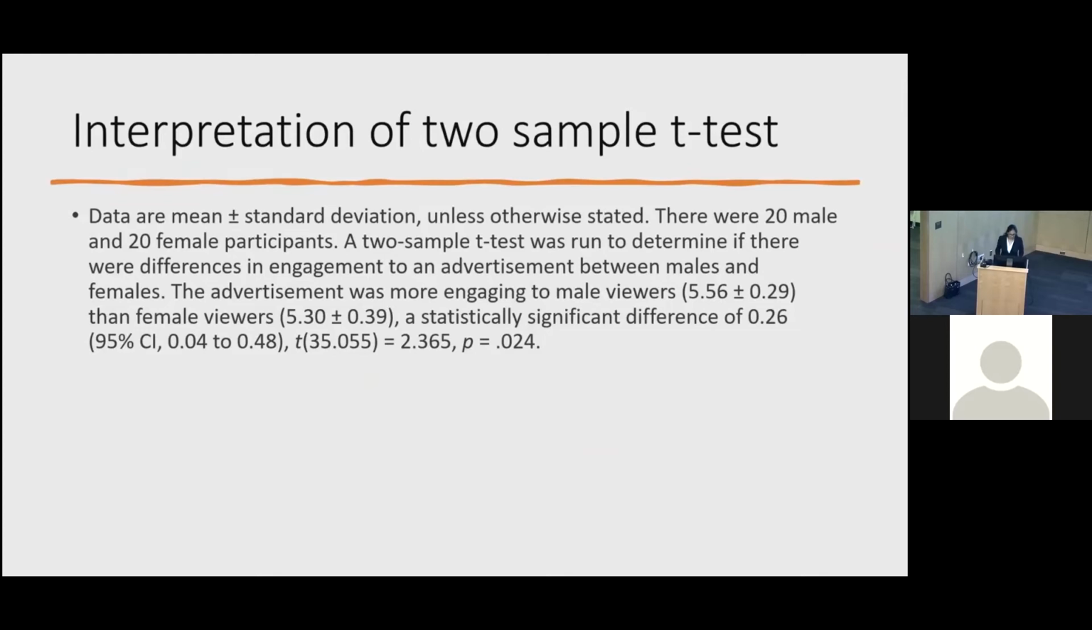So how we interpreted the results: the advertisement was more engaging to male viewers. You put the mean and the standard deviation within parentheses, then the mean and standard deviation of female viewers, and a statistically significant difference of 0.26. That is, whether the difference was found or not. And then the 95% confidence interval. You present the t-statistic, and within the brackets, you present the degrees of freedom, and then the p-value. You can rephrase it according to the significance value as appropriate.